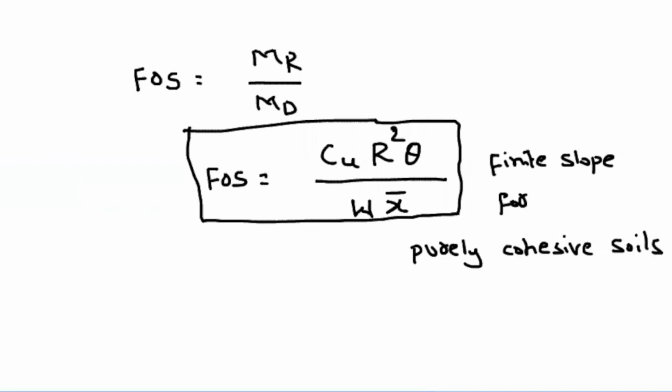While deriving this equation, we have assumed two things. The first thing is that the failure plane forms a circular arc. That is the first condition. The second condition is that this equation applies only for the undrained condition. So by using this equation, we can find the stability of purely cohesive soil slopes. Thank you.